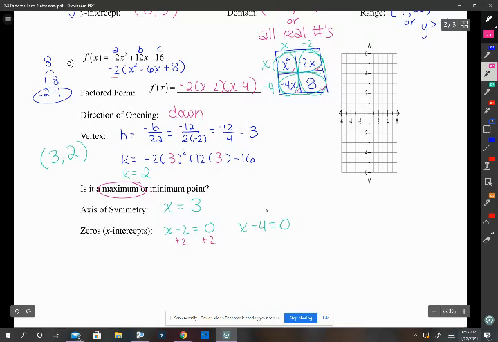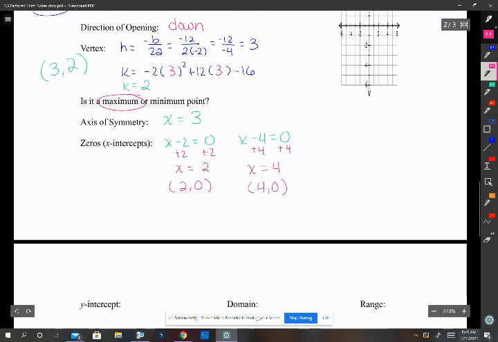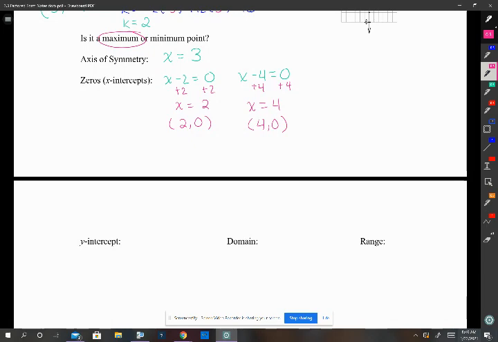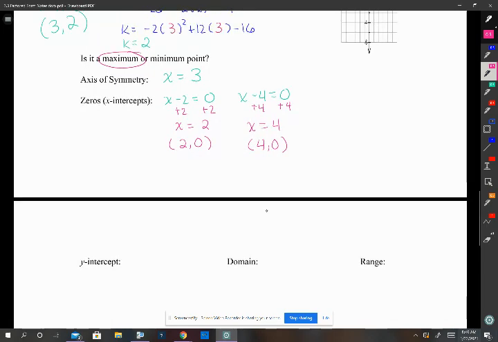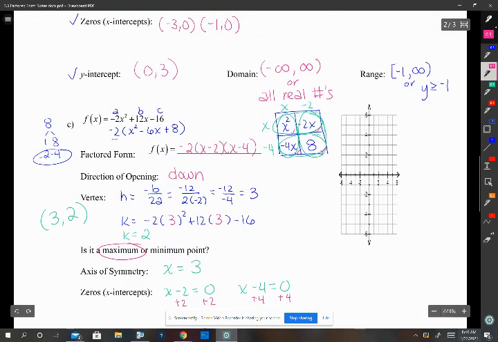So we'll add 2 to both sides. We get x equals 2. So that means our first zero is at 2, 0, and then it's minus 4. So we'll add 4. And so we'll get x equals 4, and our point is 4, 0. And so with that, I know we're going to the next page, but our y-intercept, I don't know if it's on your next page. I think it's all on the same page.